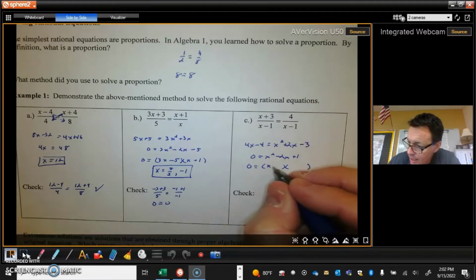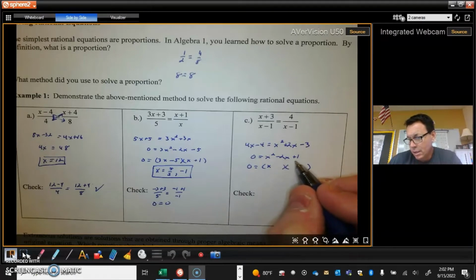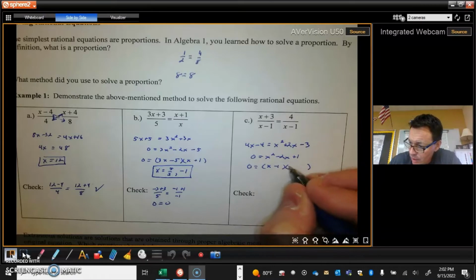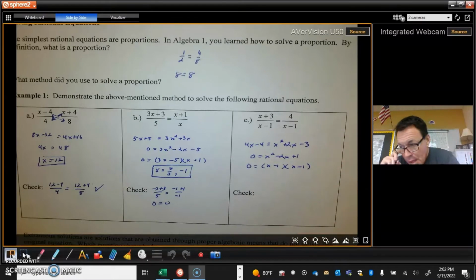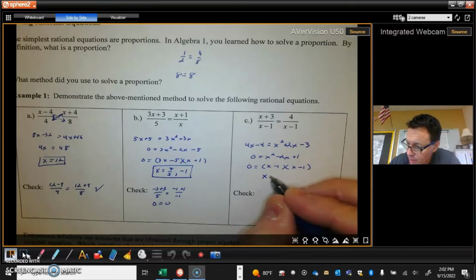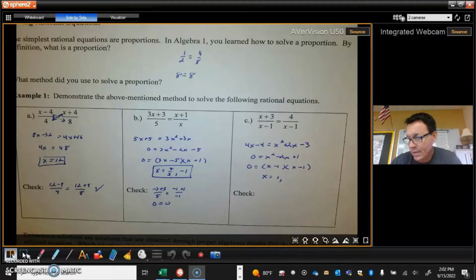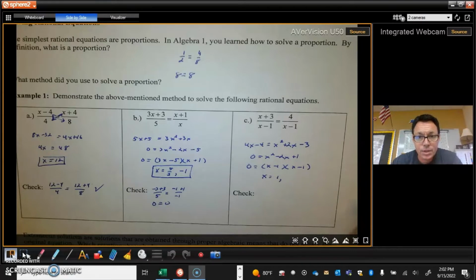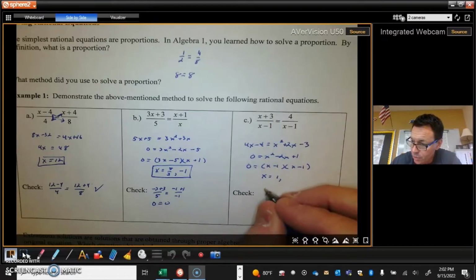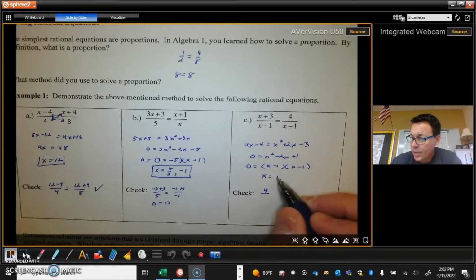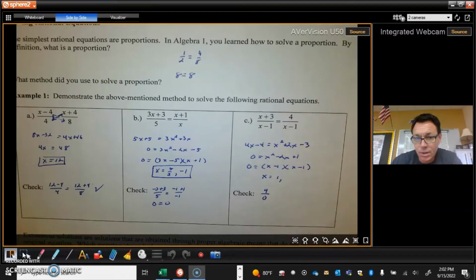Alright, so this is going to be x. Factors of 1 that add up to negative 2 are going to be minus 1 and minus 1. So my solutions are going to be positive 1 and that's it. Okay, just x equals 1. Now, check that answer. So if I put a 1 up here, I'm going to get 1 plus 3, which is 4. But then I'm going to get 1 minus 1, which is 0, which is not good.